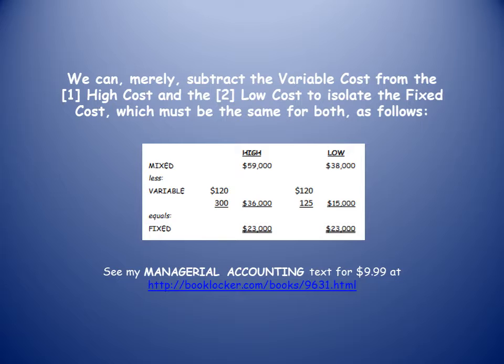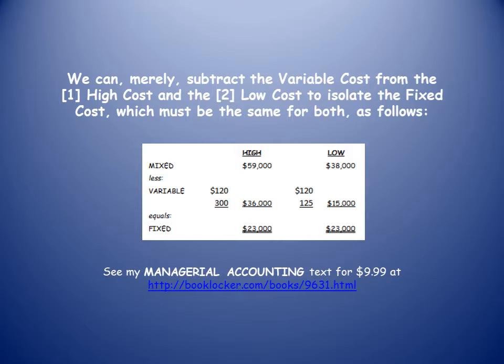So, again, looking at the high-low columns, the 59,000 under high less the 36,000 variable costs is going to give me the fixed cost. Alternatively, the mixed cost or total cost of 59,000 less the variable cost of 36,000 gives me a fixed cost of 23,000. It also works to the right-hand side under the low column. And I know that I've done the equation and applied the method correctly if my fixed cost is the same for both, and it is.